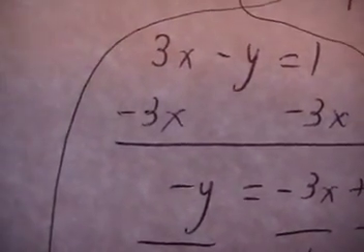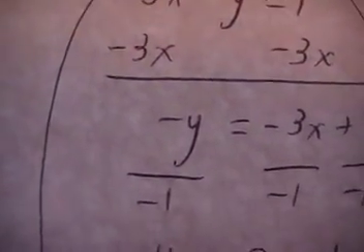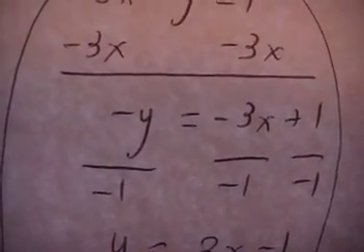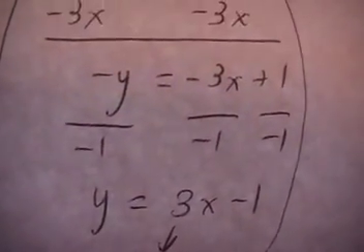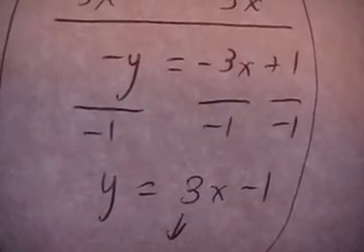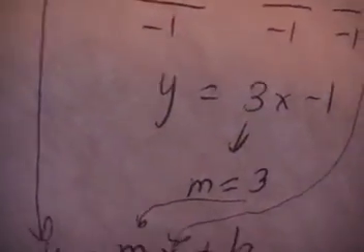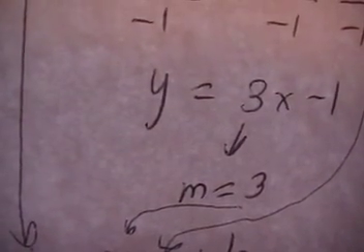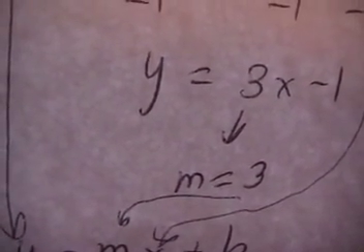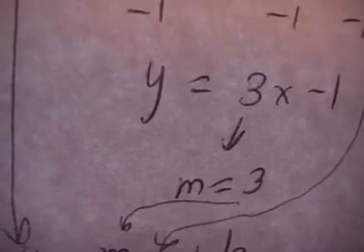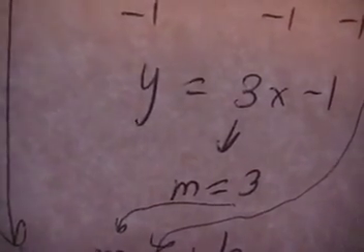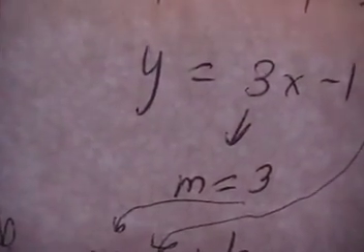But we need positive y before we can see the slope. So divide everything by negative 1. You get y equals positive 3x minus 1. And really all I care about is the positive 3. That's the slope. The given line has a slope of 3. Our line is parallel to it. Parallel lines have the same slope. So now we know our line has a slope of 3.